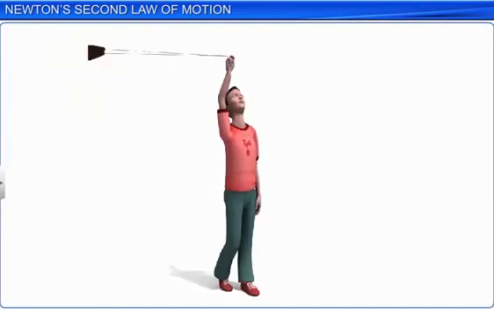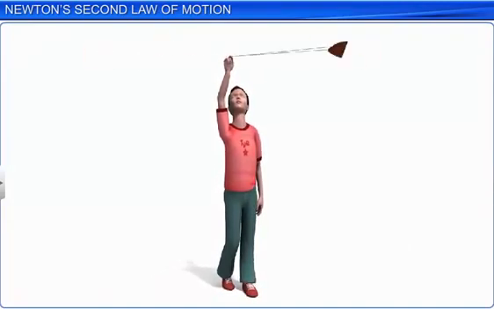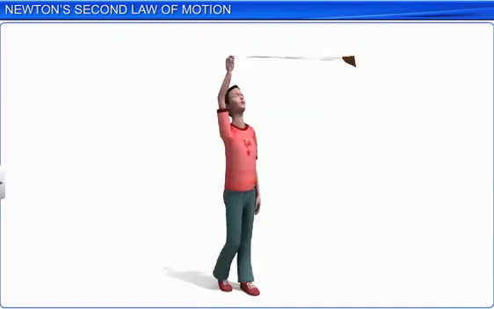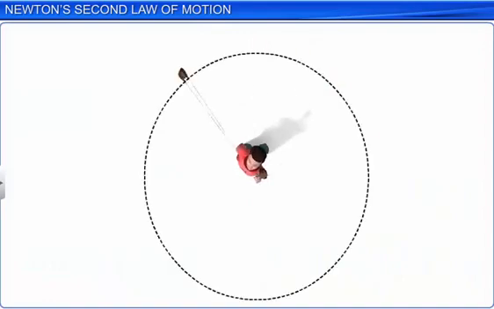Consider a sling being whirled such that the stone and the thread rotate in a horizontal plane with uniform angular velocity. The magnitude of the linear velocity of the stone remains constant, but its direction changes continuously. To sustain this kind of motion, we have to continuously apply a pulling force on the thread.